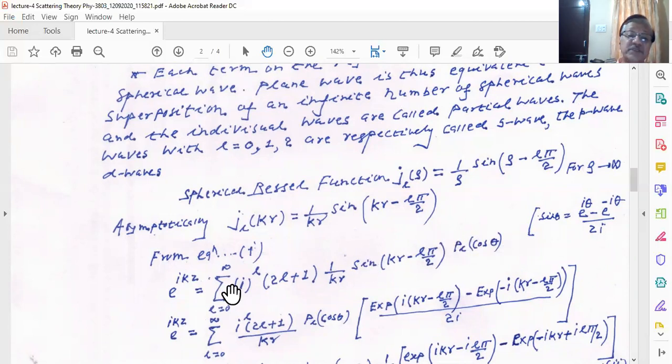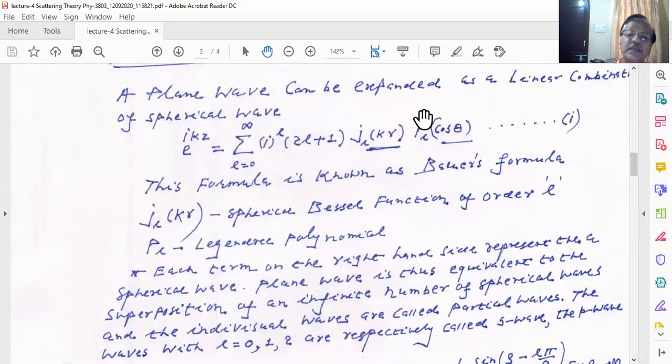Okay, so now you can understand this step. Simply look at your equation number 1 here. I substitute j_l of kr with its asymptotic behavior at a large distance. I calculated this when r is very large, that means when the particle is very far from the scatterer. So that is where r is very large.